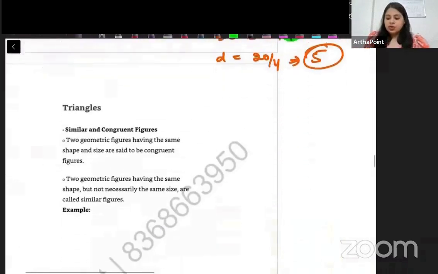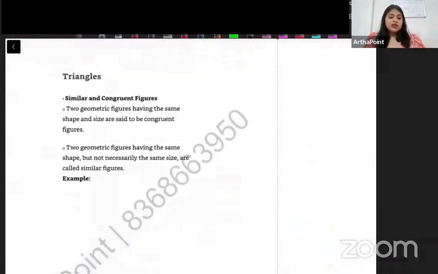Now we will begin with the next topic called triangles. A very, very important topic, but a very easy topic also. Let us look at some of the important things. First, we want to understand the difference between what is a similar and a congruent figure.